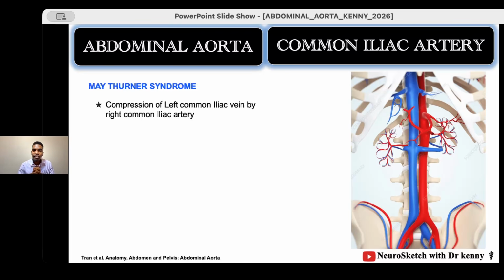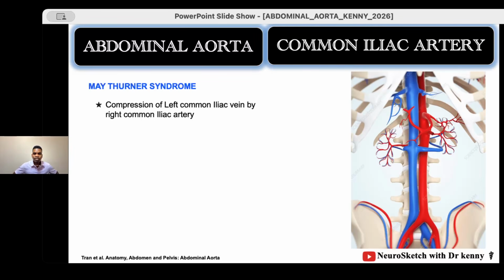Deep venous thrombosis in pregnancy is common on the left side. Why? This is the question. Because the right common iliac artery can compress the left common iliac vein here, resulting in stasis of blood on the left side, and so we have what? We have venous congestion on the left side. It can result in formation of deep venous thrombosis.